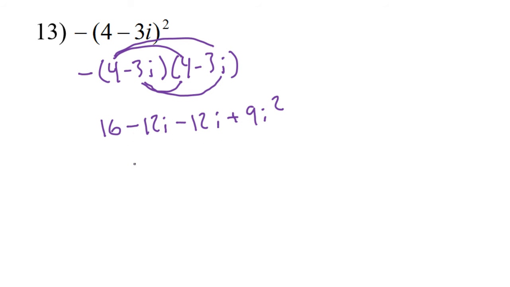You can add together negative 12i minus 12i, sorry, so that's negative 24i plus 16 minus 9. So 16 minus 9 gives you 7, so you have 7 minus 24i.